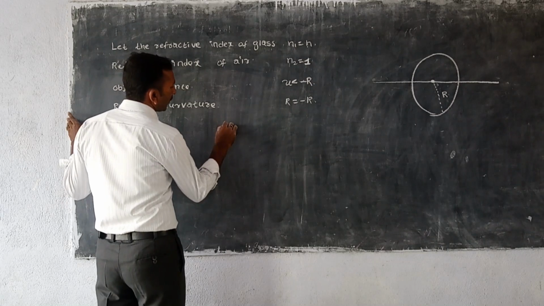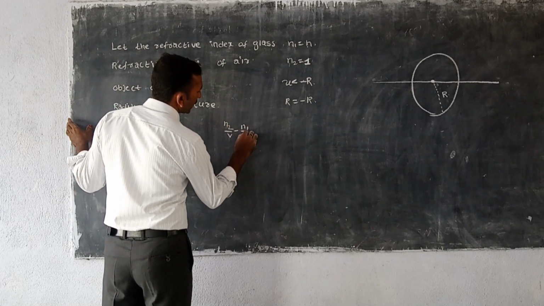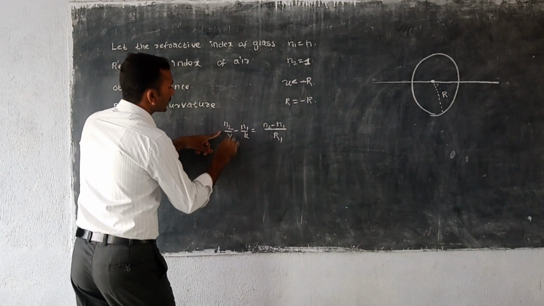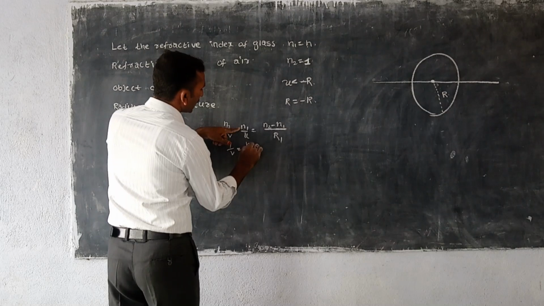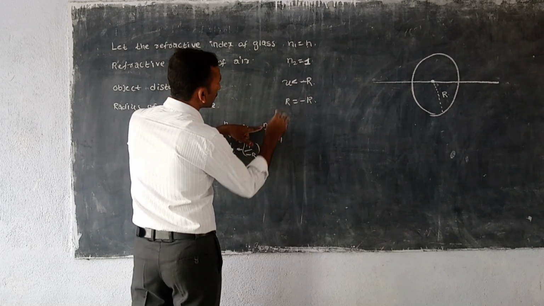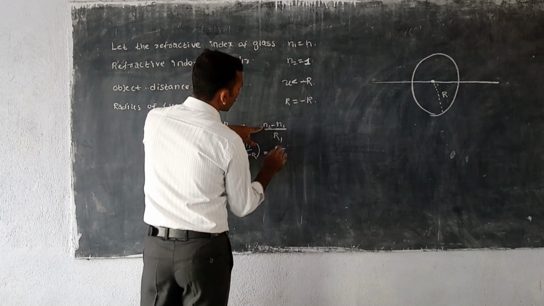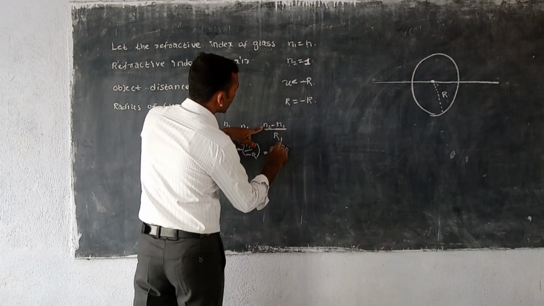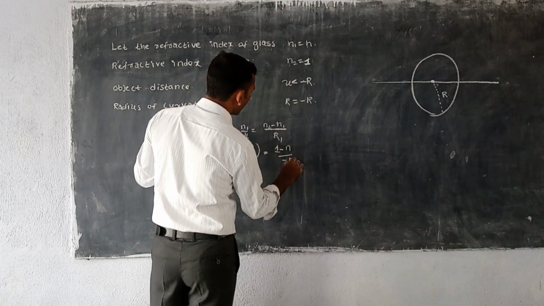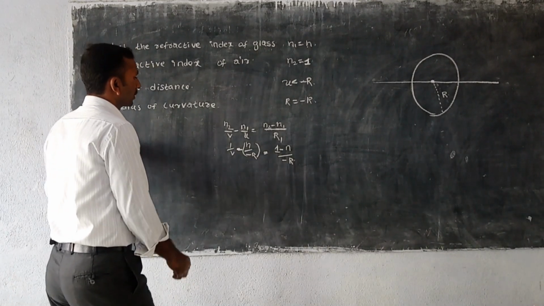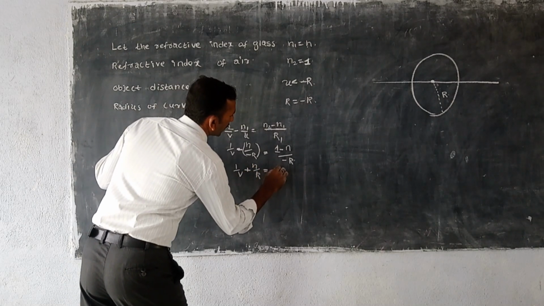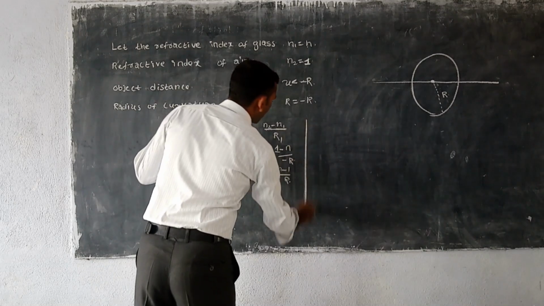From the formula, what is the formula? n2 by v minus n1 by u equals n2 minus n1 by R. Substitute the values. n2 is 1, so 1 by v minus n1, which is n, by u, which is minus R, equals n2 minus n1, that is 1 minus n, by R1, and R1 means minus R. Cross multiplying these values, 1 by v plus n by R equals n minus 1 by R.